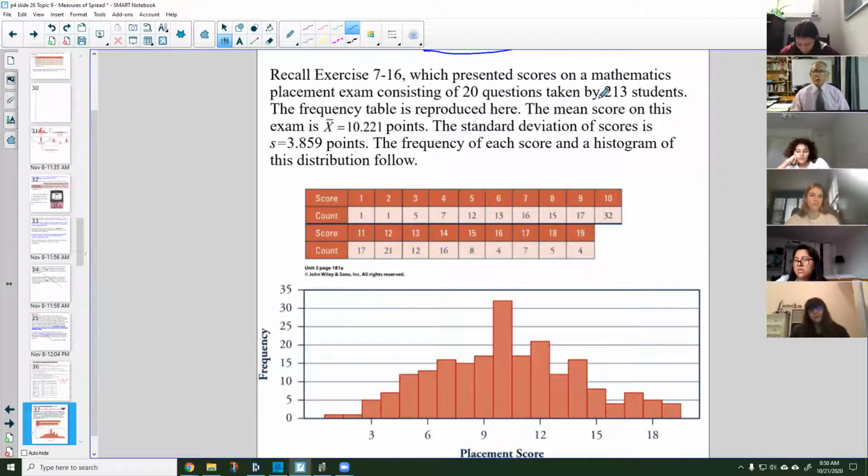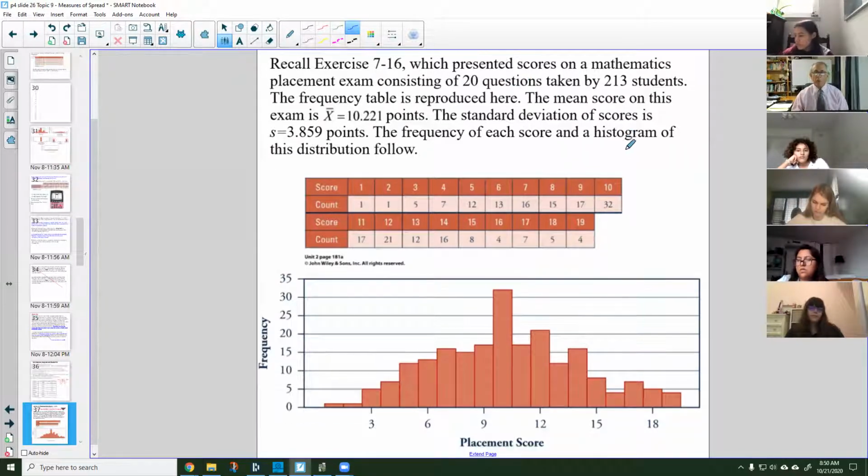So these are the scores taken by 213 students on a 20-question test. This is a frequency table, just like we just did. One person got a 1. One person got a 2. 5 people got 3s. 16 people got 7s. 16 people got 14. If we were going to make the histogram on our calculator, we would have to do a list 1 for the variable, which is the score 1 through 19, and then a list 2 for the count.